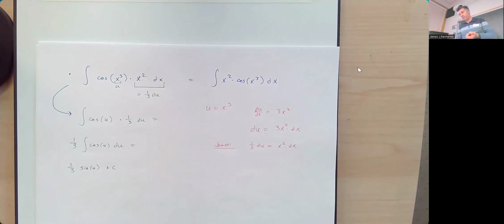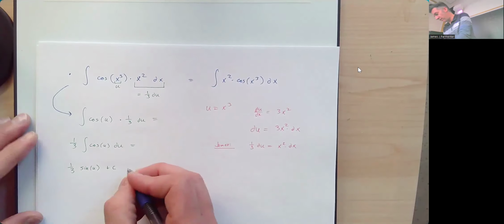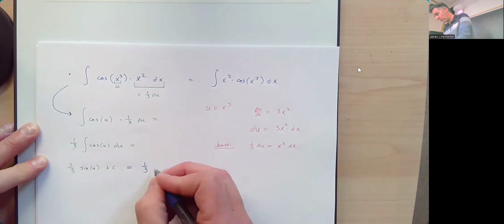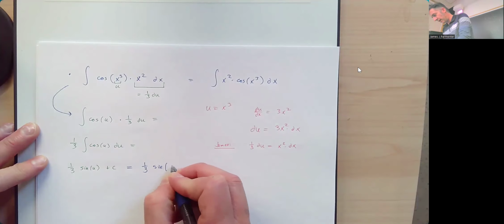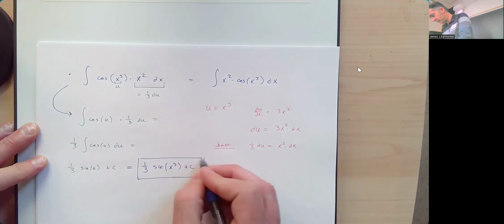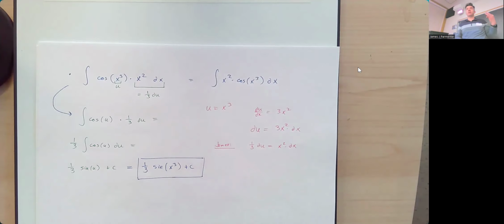And then finally, since it's an indefinite integral, an antiderivative, we have to go back to the variable we started with and write it as 1/3 times sine of x cubed plus c. You should notice that if you took the derivative of this, the derivative of 1/3 times sine of x cubed would be 1/3 times cosine of your stuff times the derivative of your stuff.